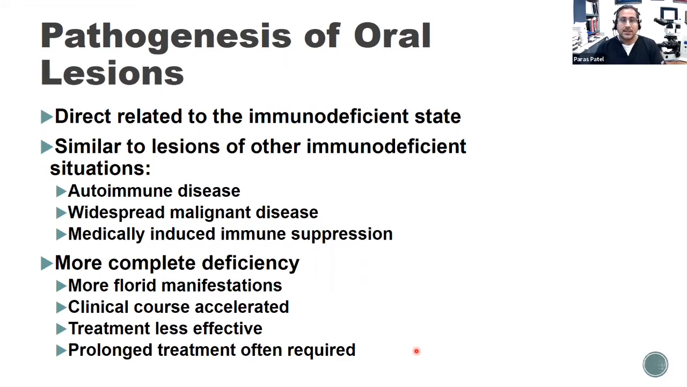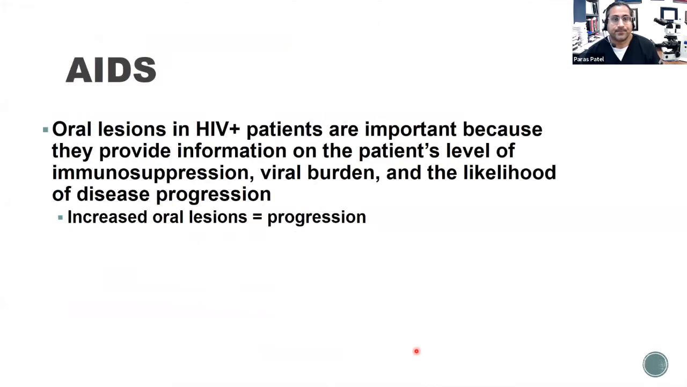So the more complete that deficiency is, the more florid the manifestations are, the more accelerated and aggressive the clinical course of disease is, and the less effective your normal management strategy is going to be. And oftentimes patients who have some of these infectious disease processes or other disease processes associated with HIV, AIDS, or immunosuppression require long-term treatment as opposed to a standard course of medications.